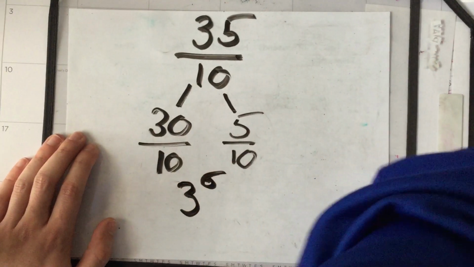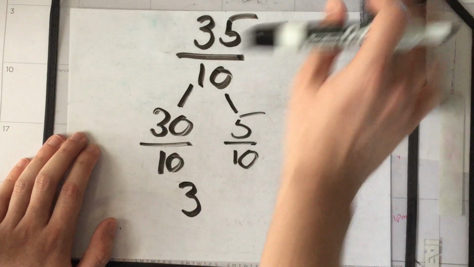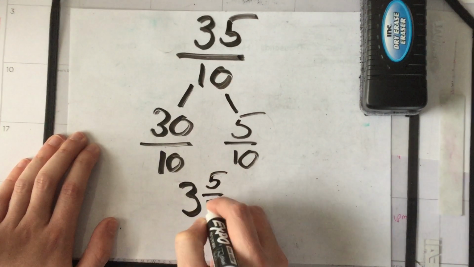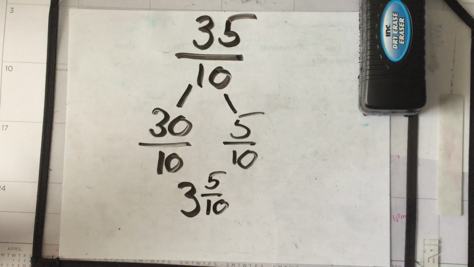Oh, that is a nasty looking 5. I don't know what happened there. 3 and 5 tenths is our mixed number.